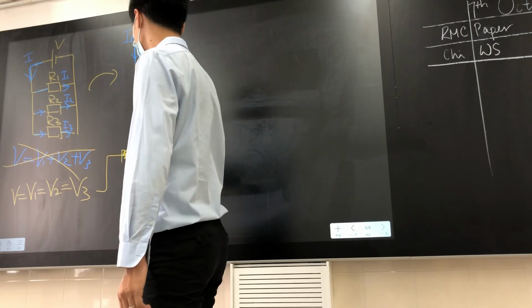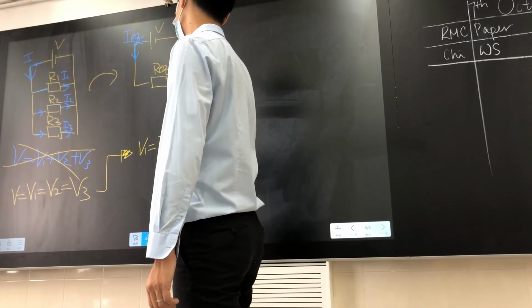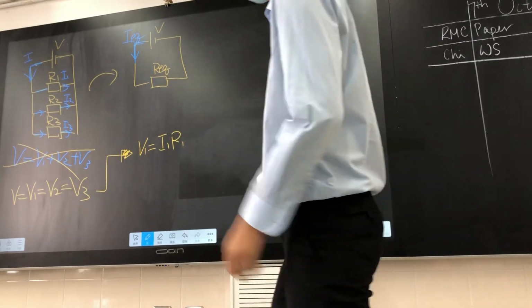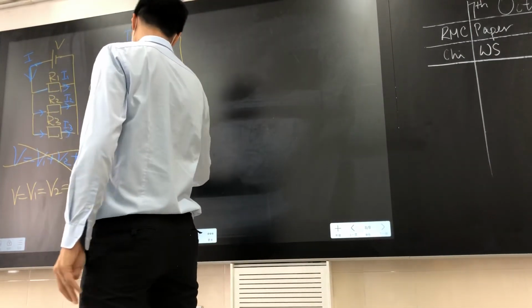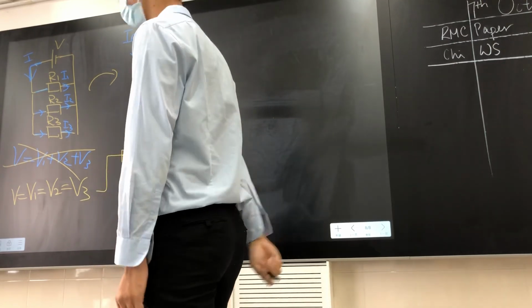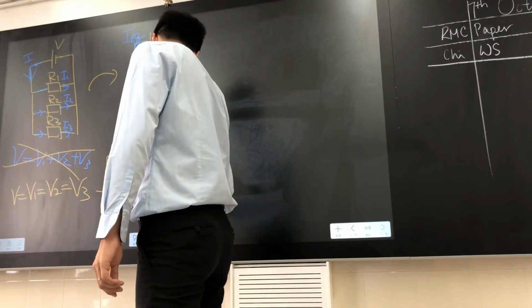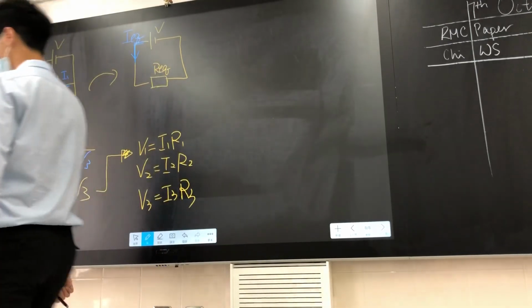So V1 equals to I1 R1. V2 equals to I2 R2. V3 equals to I3 R3.